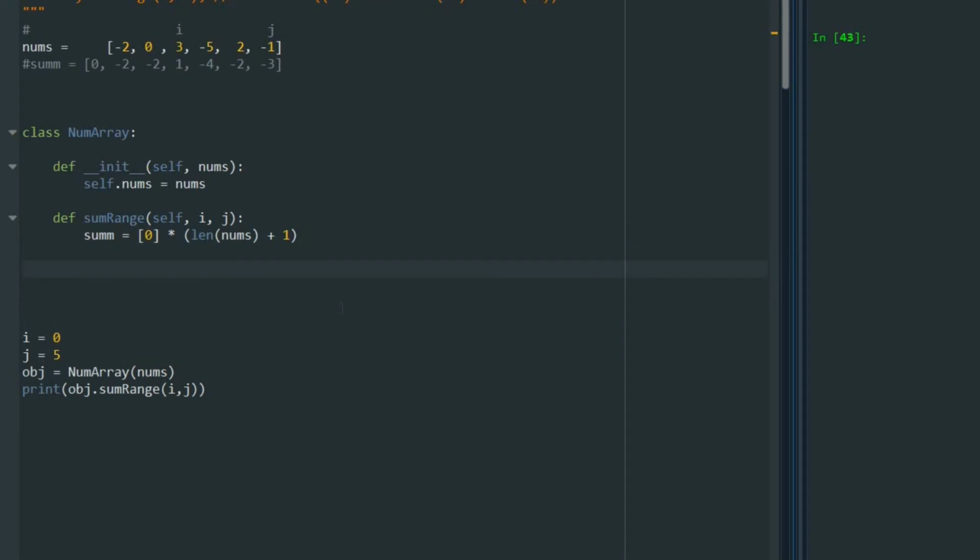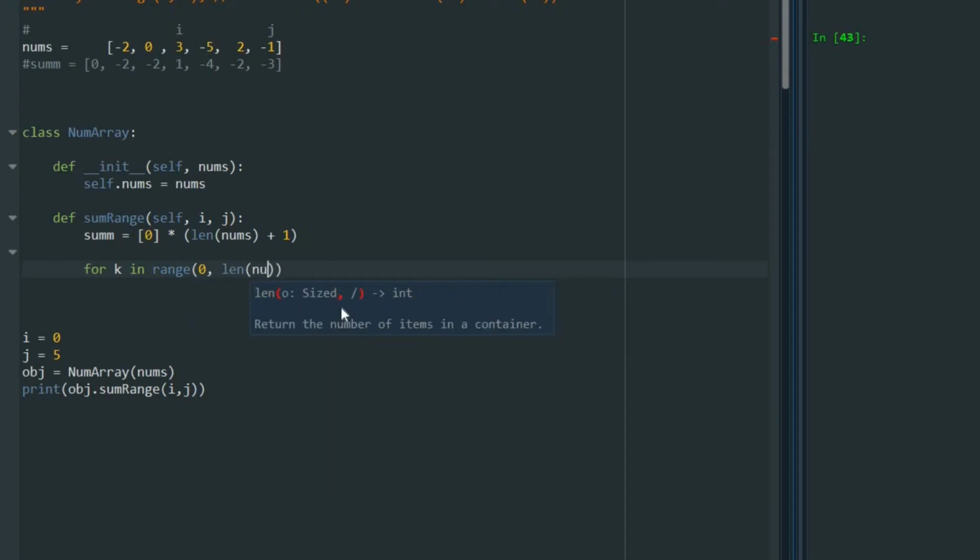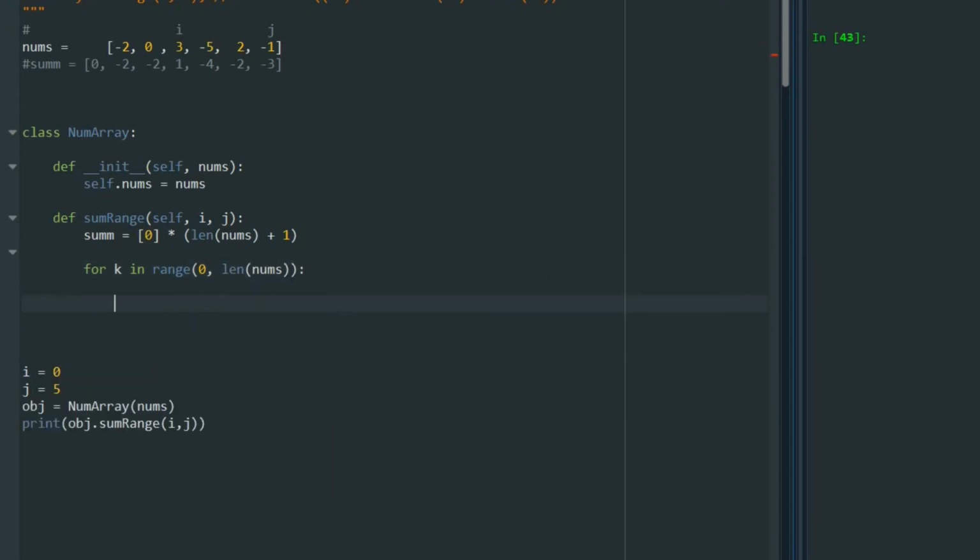And then we start a for loop and say for k in range of 0 to the length of nums. I go and update the sum. Say sum k plus 1 equals sum at k plus nums at k. For example, if k is 0, it sums at 0. What is that? 0. What is the nums at 0? Minus 2. So that would be sums 1, which is minus 2 here, and so on. Okay. We have those things.